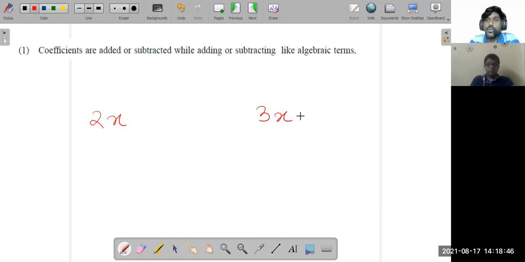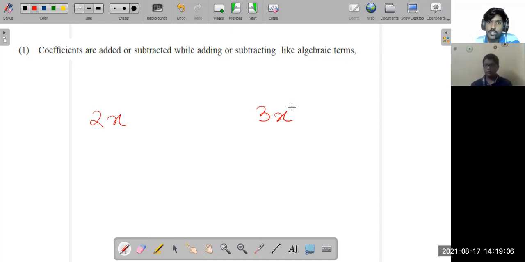Okay, these are two different monomials. They are algebraic terms. Now, when will they be like? When will they be same? When they have the same variable, and the variable should have the same power also.